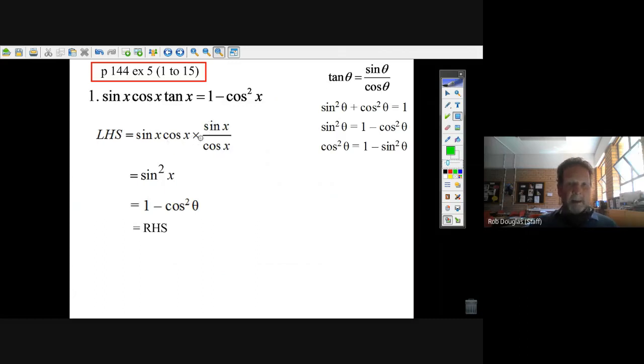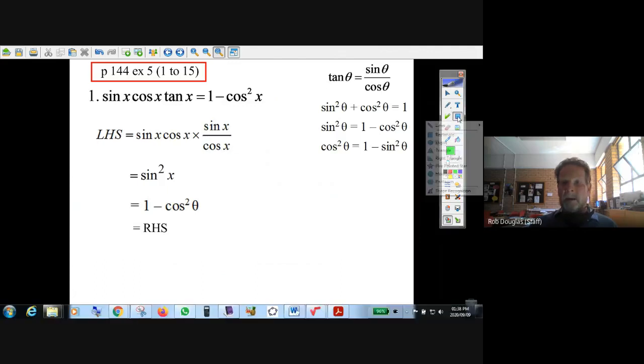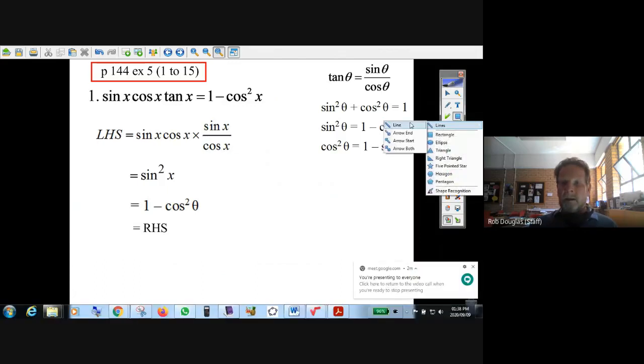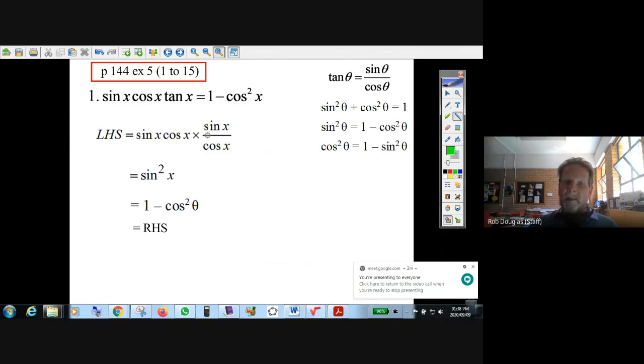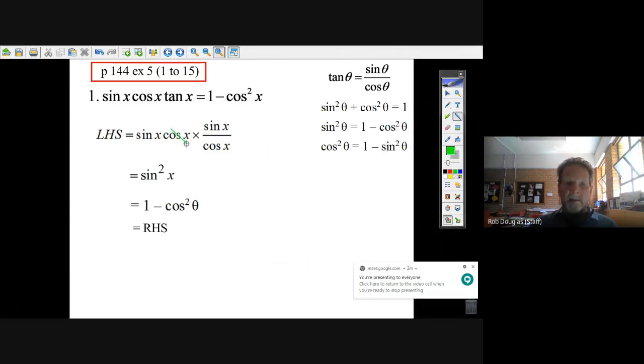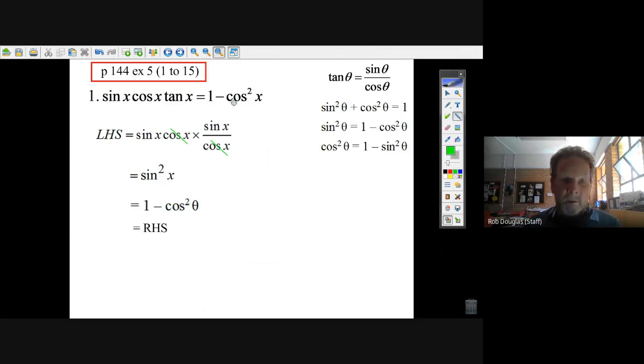You're multiplying by cos x, but you're dividing by cos x, and those two operations, multiplying and dividing, cancel. So that cos x cancels with that cos x, and you're just left with sine times sine, which is sine squared x. Well, if we take sine squared plus cos squared equals 1, and subtract cosine squared from both sides, we get 1 minus cos squared. So sine squared is really 1 minus cos squared, and that equals the right-hand side. That's what we were trying to prove.